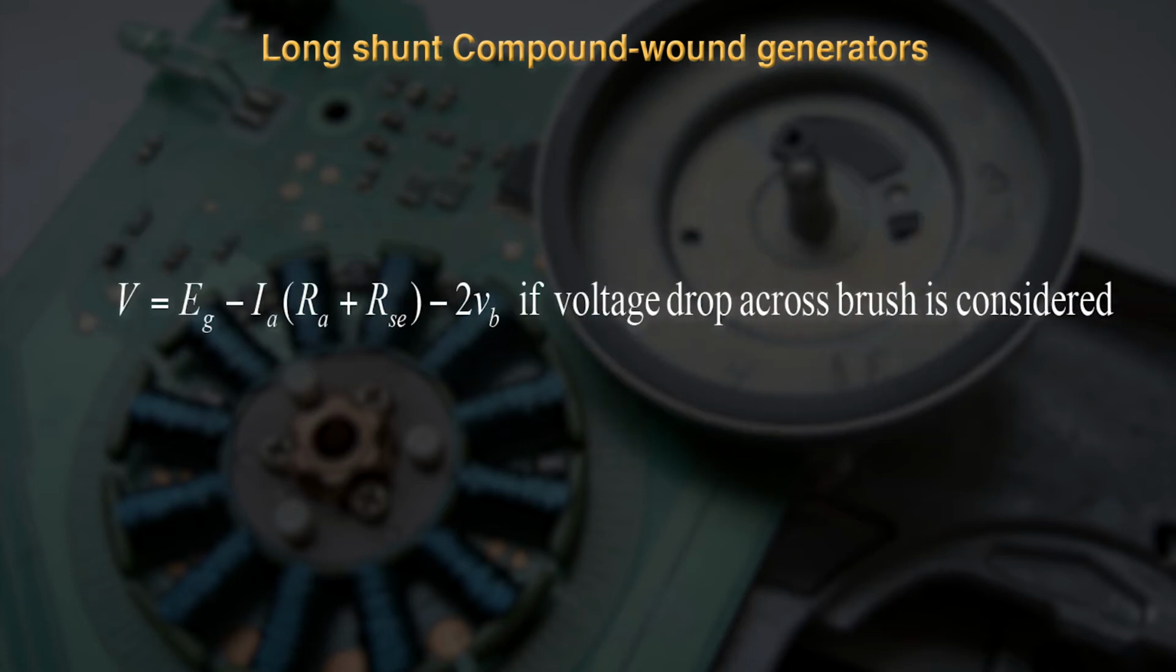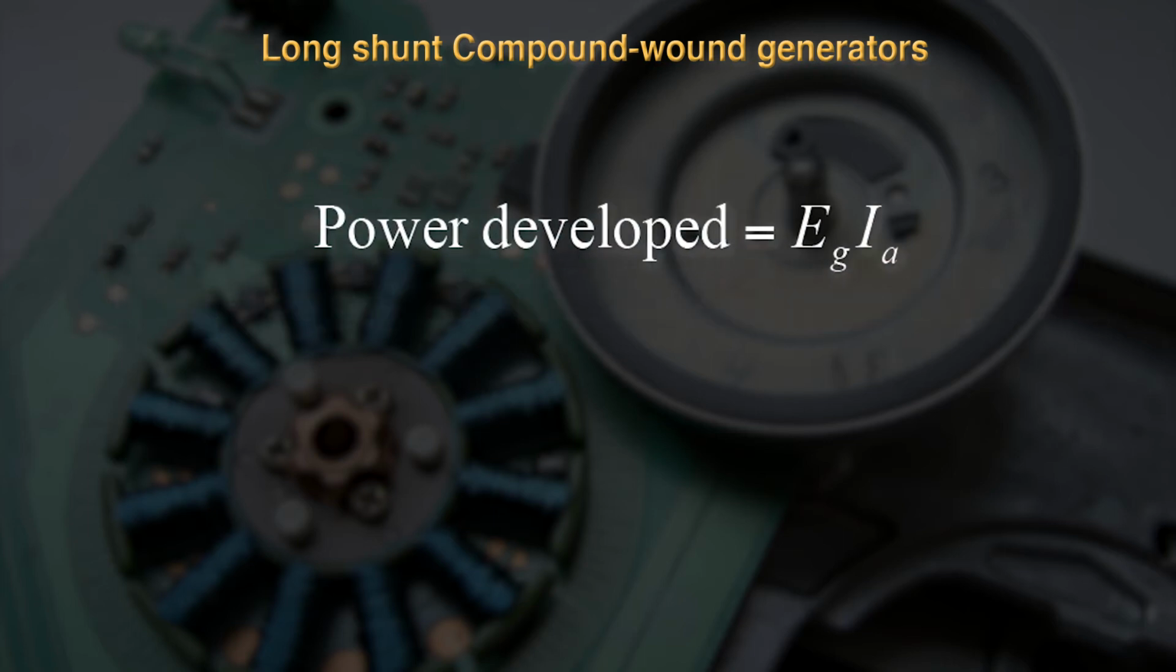If the voltage drop across the brush is considered, then you can write the expression for the terminal voltage V is equal to Eg minus IA multiplied by RA plus RSE, minus 2 multiplied by the voltage drop across the brush, that is V suffix B. So what is the power developed? Power developed is equal to Eg into IA, and the power output across the load is V into IL.